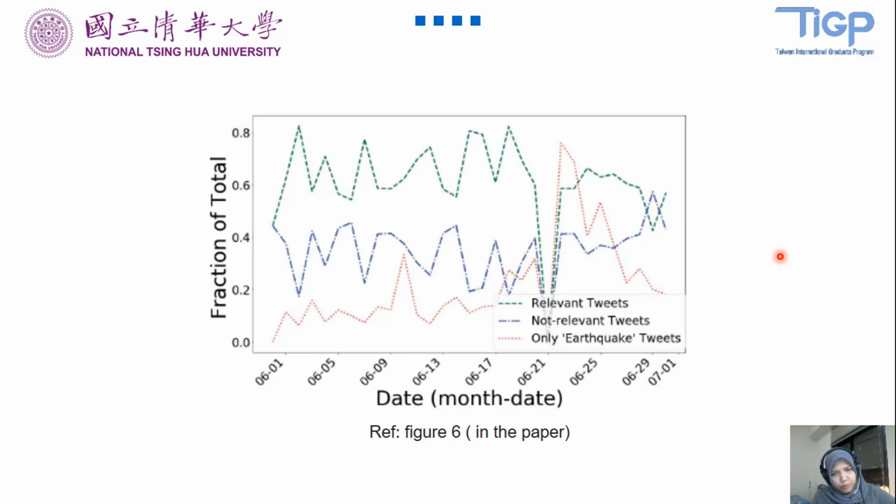And this is the experimental result from the fraction of total that they had. They ran the experiment from 6 June to 7 July, approximately 1 month. So they have more relevant tweets by using the algorithm, but in this paper they do not tell us which algorithm has more relevant tweets. In my opinion, maybe Dust1, because the algorithm is simpler, and if we see in this picture, only earthquake tweets have lower relevant tweets.